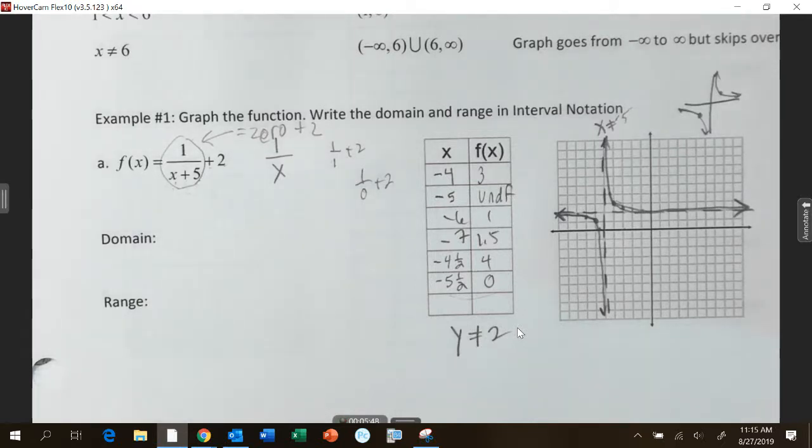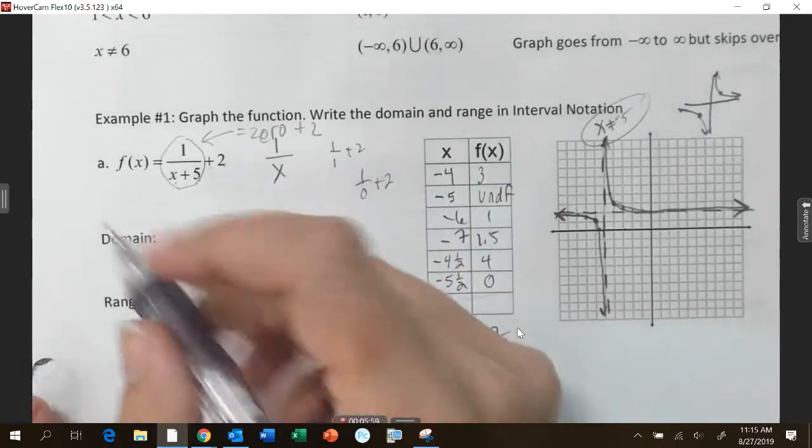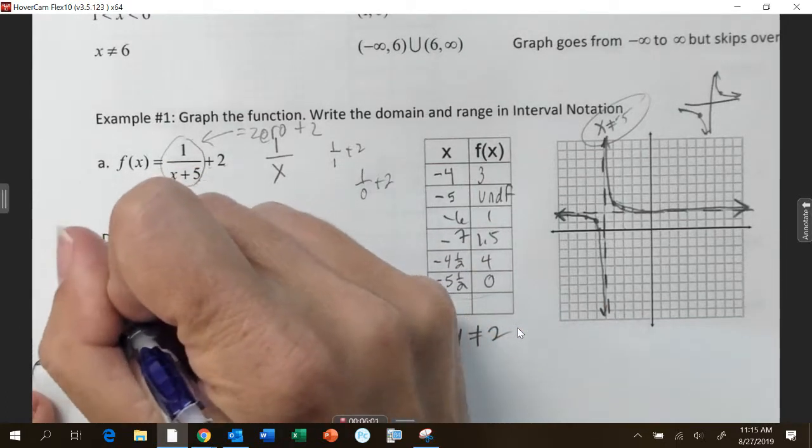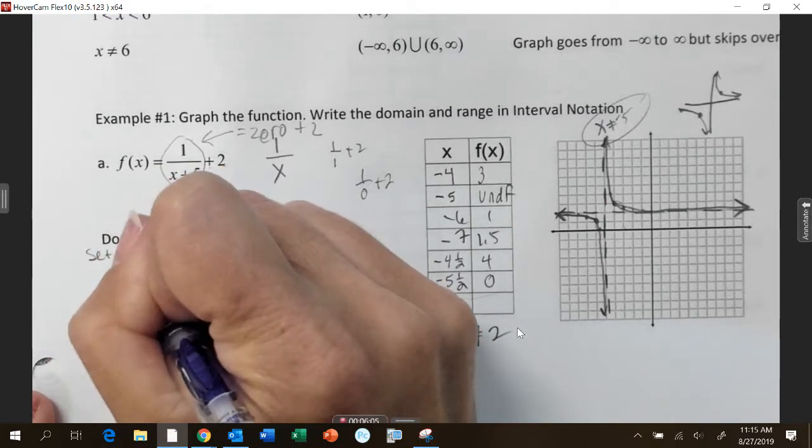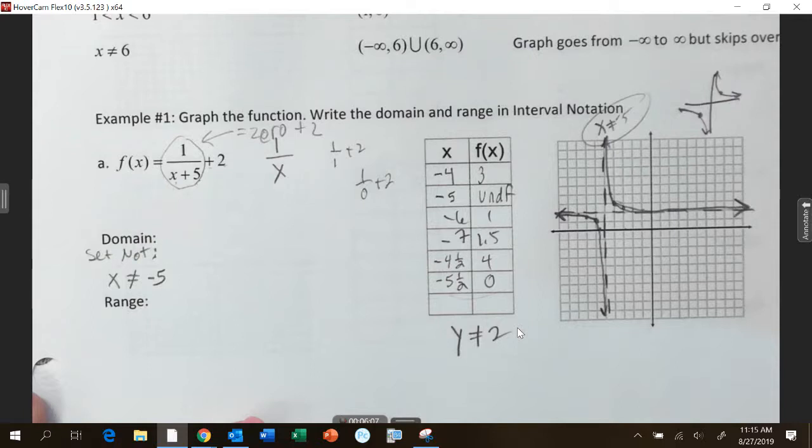Gage? What can't I use? X cannot equal -5. Remember, I kind of wrote that over here. That's why I have an asymptote. So if I'm using my domain and I'm doing set notation, I'm going to write x does not equal -5, meaning it's everything except -5.